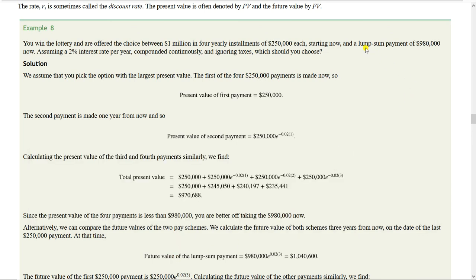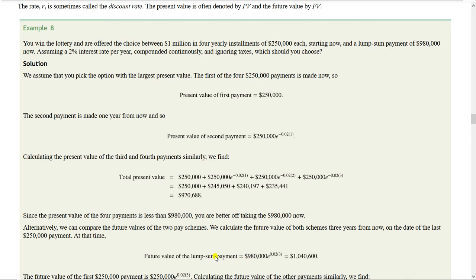So one lump sum payment of 980k, this one is the present value now. So you want to find the future value of this one after all the payments, which is 3 years later. One now, one next year, one the year after, and then another one the last year.